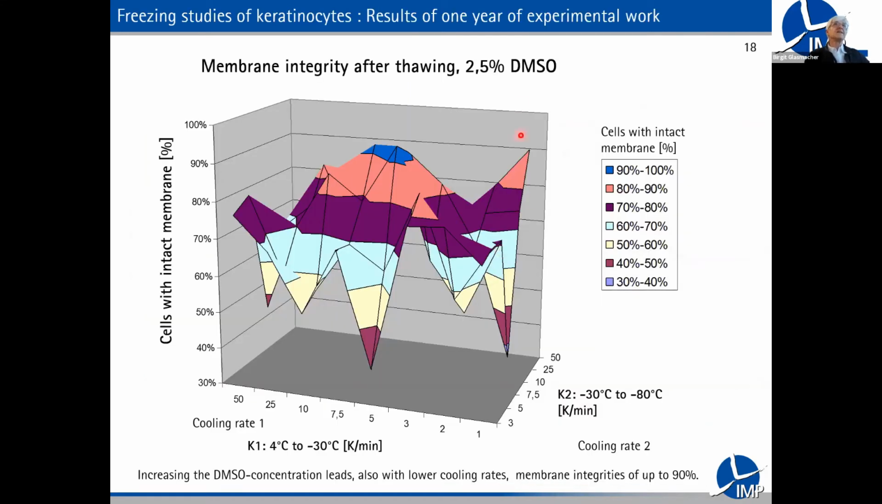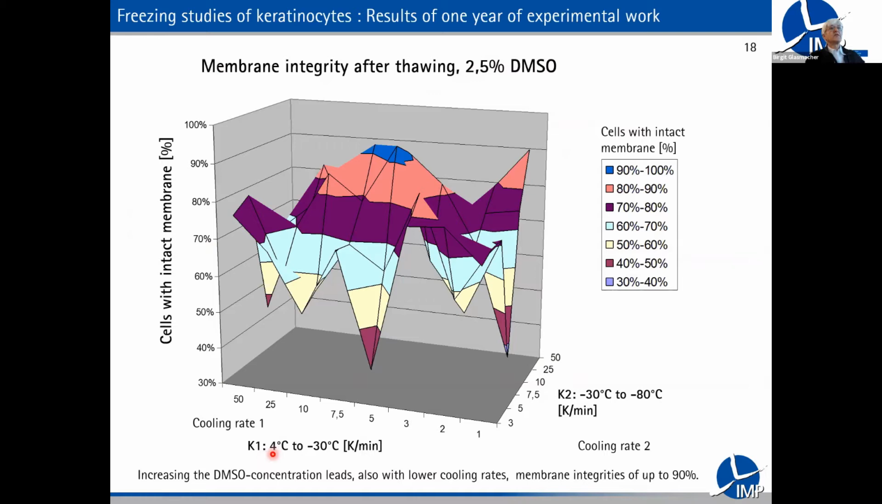Now, we did a study in this area with, I would say, probably simple skin cells, keratinocytes. And we measured membrane integrity after thawing. We used different DMSO concentrations. I only show you 2.5% DMSO results in this picture. We did up to 2-stage cooling rate protocols.